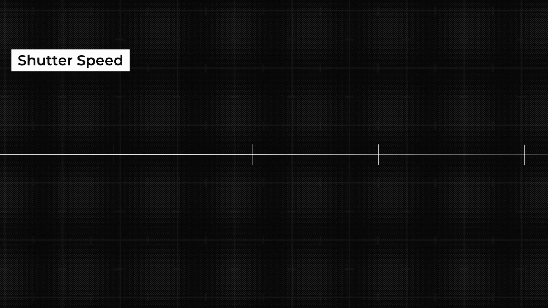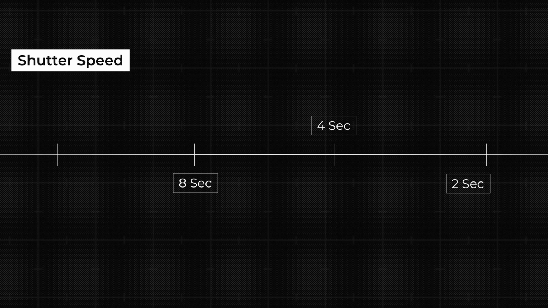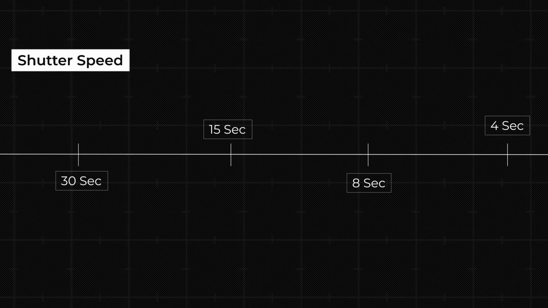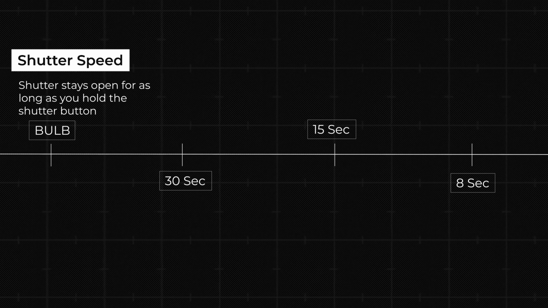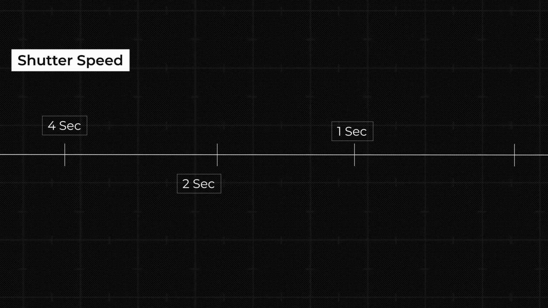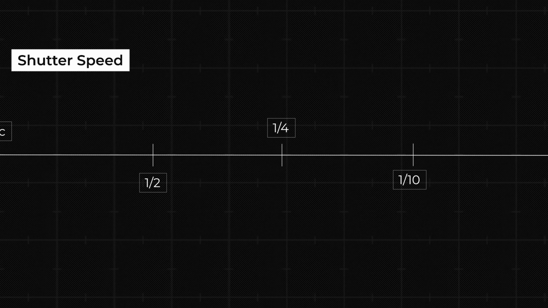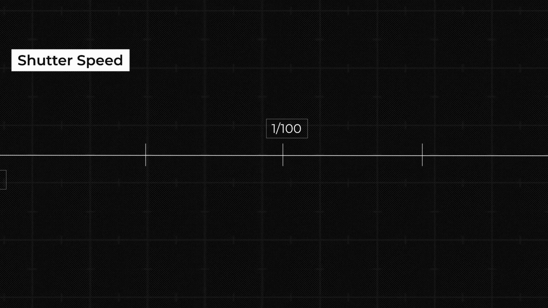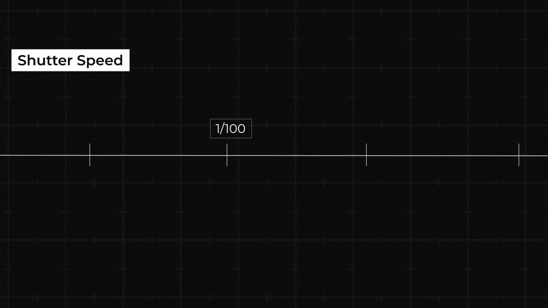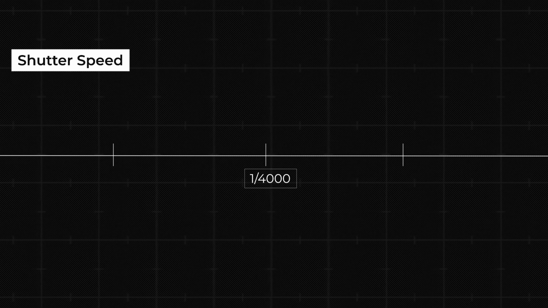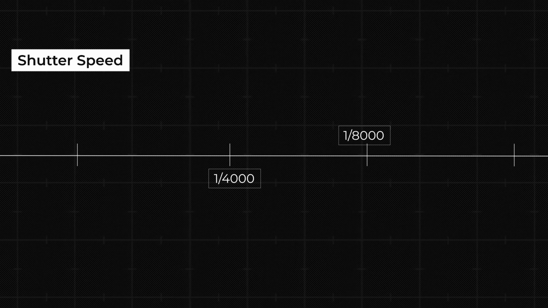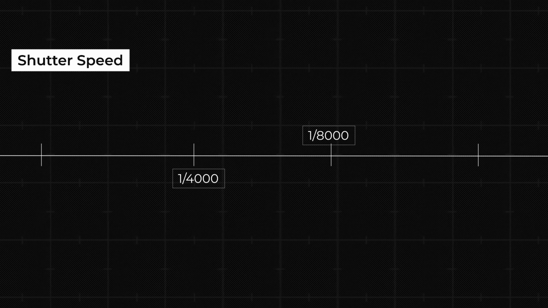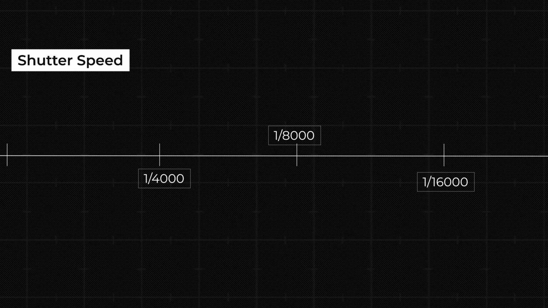Because it is a measure of time, it is represented in seconds. So a shutter speed can be 1 second and it can go all the way up to 30 seconds, and there are ways to prolong it even further than that. On the other hand, it can also be a fraction of a second. It can be half a second, it can be 1/10 of a second, 1/100th of a second, and typically in a lot of cameras, it can go all the way to 1/4000th of a second. And in some cases, it can even be as fast as 1/8000 or 1/16,000th of a second.